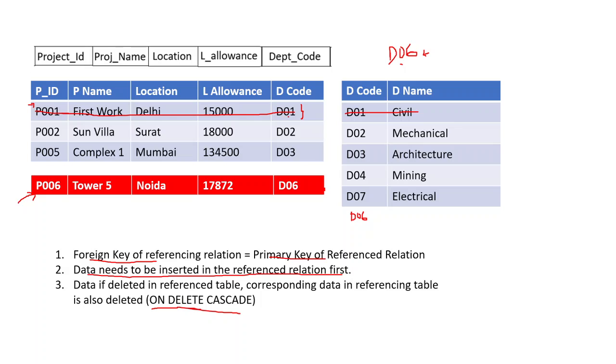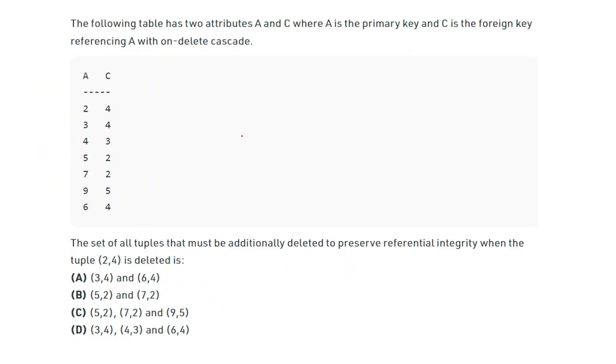code does not exist. Now if you had updated this value to, say, D007 before deleting this civil department, then it wouldn't have been deleted. But if it contains this department code as D01, and now D01 does not exist in the parent table or the referenced table, that is the department table, any tuple related to this deleted tuple will also be deleted.